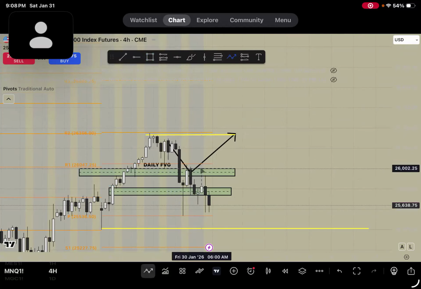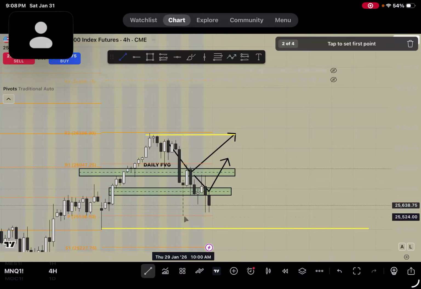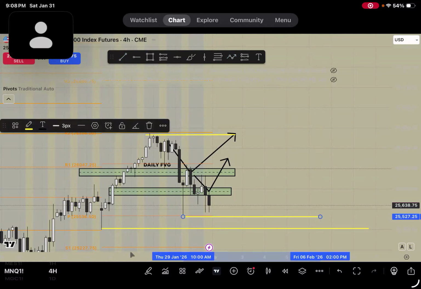Do y'all see how this gap was really made to at least push it up to there? That didn't do it. It closed below it. And now that's an inverse on a 4-hour. You see how bearish I am and how I would not be bullish at all? Never be bullish. Sell side here on a 4-hour time frame.